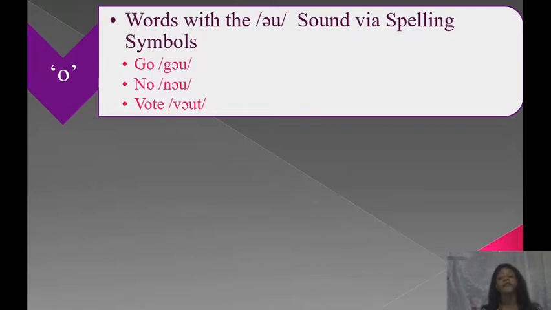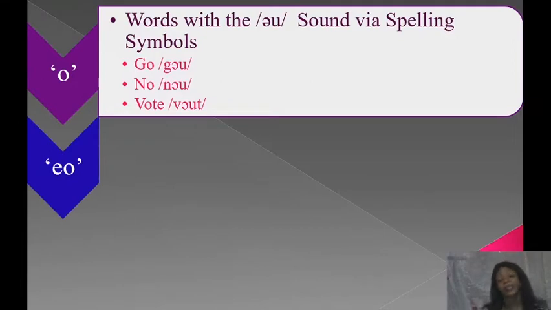And then we have the word vote, like to cast your vote during an election. It's not vote, it's vote. So that is actually one of the spelling symbols that have that sound in it. Now the next spelling symbol we would be looking at is actually the spelling symbol E-O.